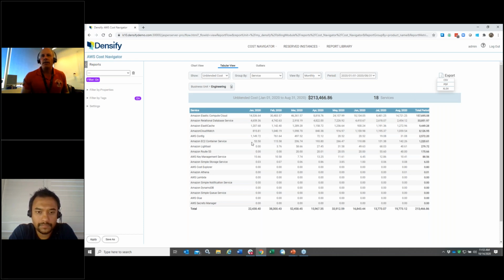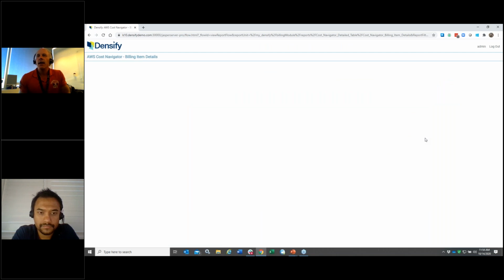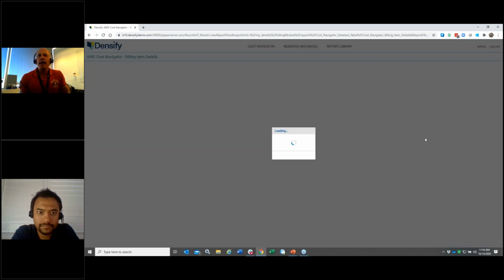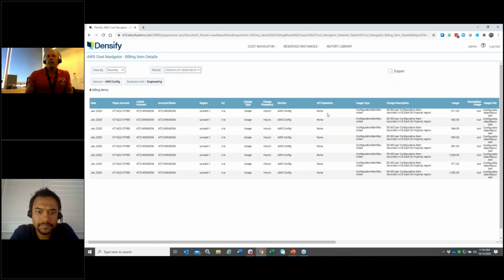And then of course, the next level, you can drill into any specific area. So maybe in January, you see AWS Config costs were awfully high. I could drill into that, and that will pull up the line item view for us. Just to show that that level of data is always there, and we can see exactly where that money was spent on a daily basis. In this case, this is a monthly basis actually.